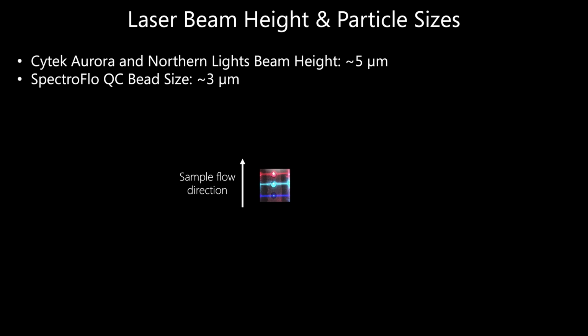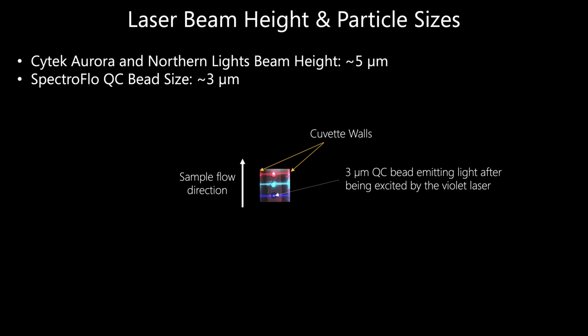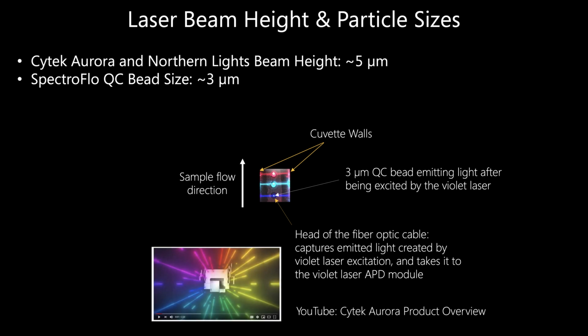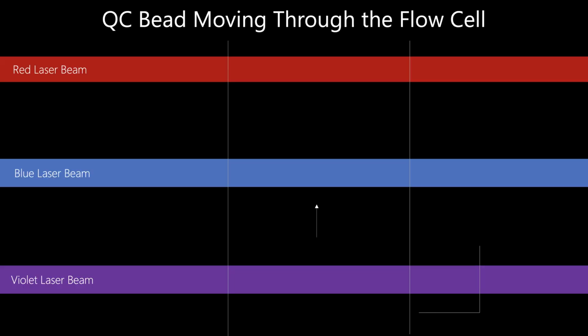In this picture, you can see the sides of the cuvette in the flow cell as they are lit up from all the laser light up there. Here again, shown by the arrow, is a 3 micron QC bead that is emitting light after being excited by the violet laser. The larger circle around the bead is the head of the fiber optic cable, which is carrying that emitted light from the bead created by the violet laser's excitation of that bead, and that light is taken to the violet laser APD module. If you'd like to learn more about that process, check out our YouTube video, Cytek Aurora Product Overview.